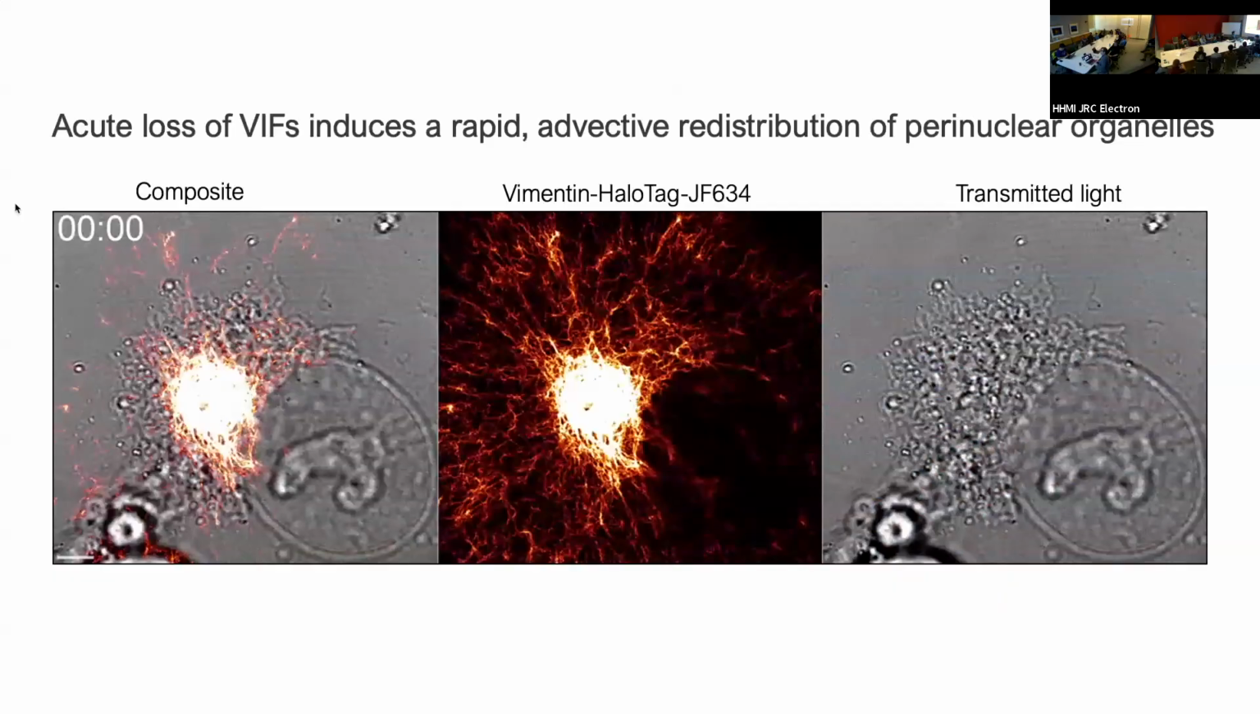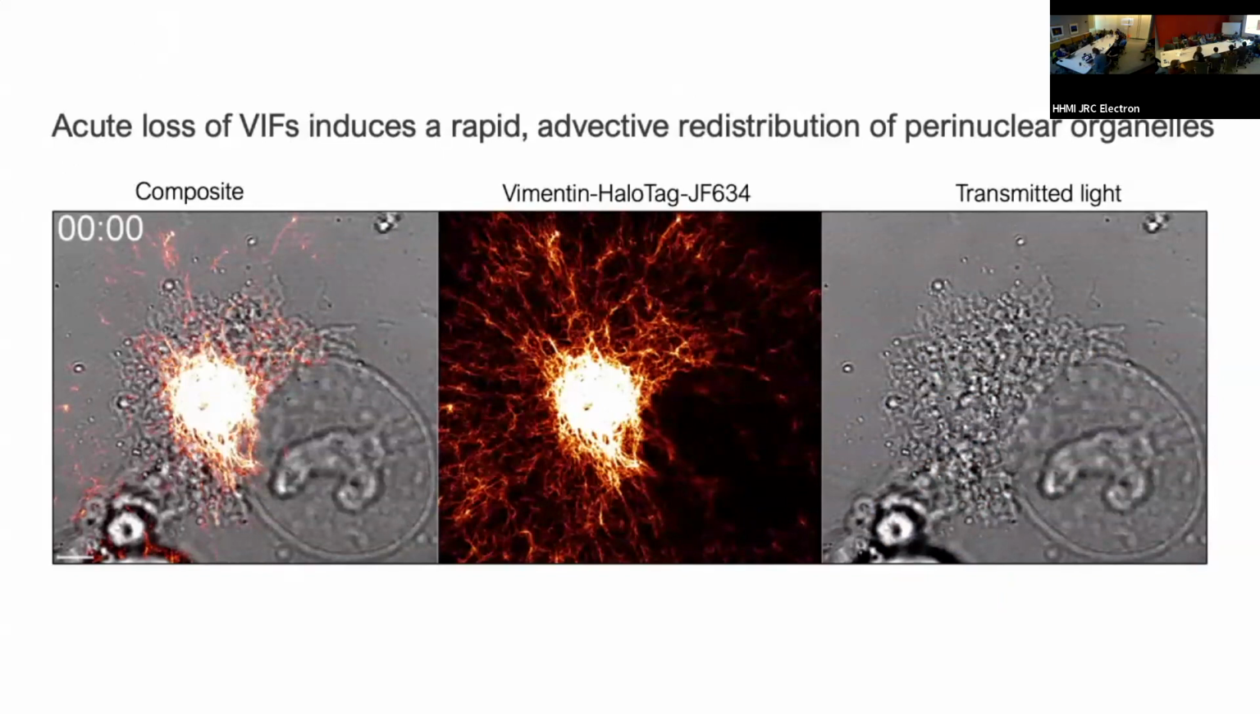What was a really striking phenotype that we saw: there's thought to be this role for vimentin intermediate filaments in caging organelles and controlling their positioning. Now, here is a movie where we have vimentin halo tag JF634 in the center and just a transmitted light movie on the right. And what you can see on the right next to the nucleus at the bottom is what would historically be called the endoplasm. It's a mass of perinuclear organelles.